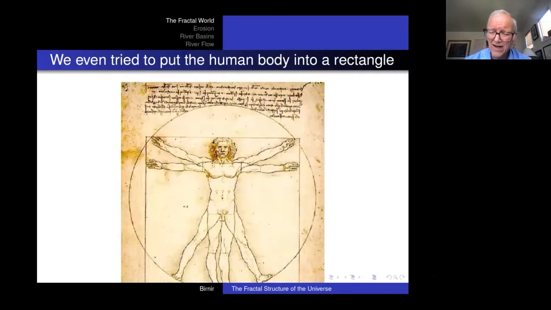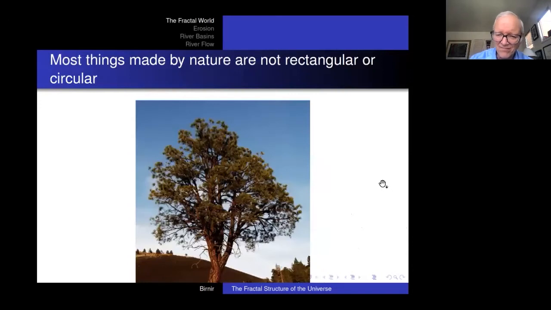People tried hard in Renaissance time to make sense of the human body, and they tried to fit it into the golden triangle. And here is a famous picture of the Vitruvian Man, where you see a golden triangle and then a circle, and this was supposed to explain the shape of the human body, but it didn't really work.